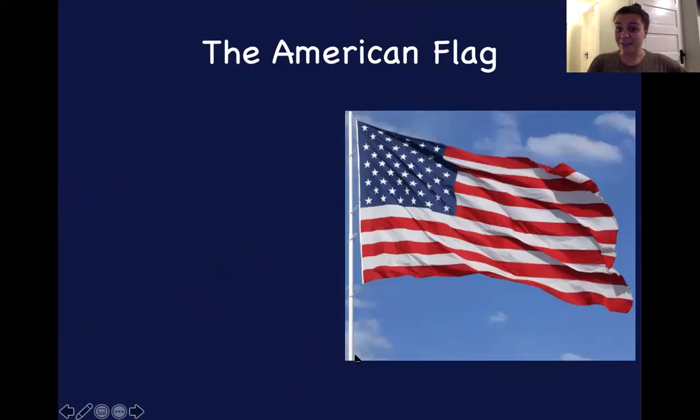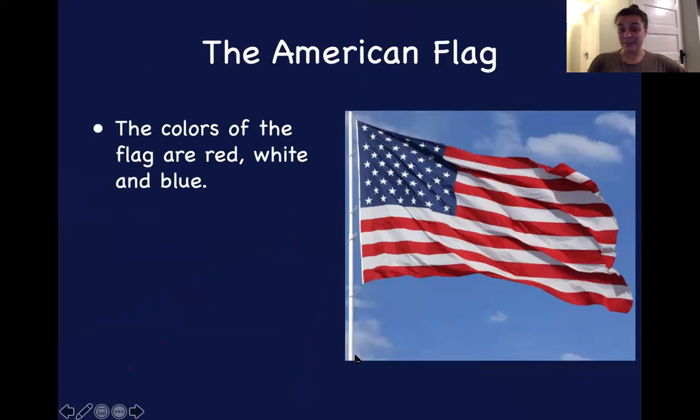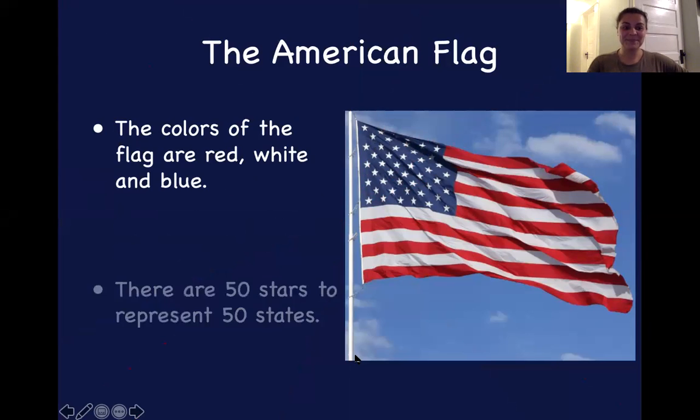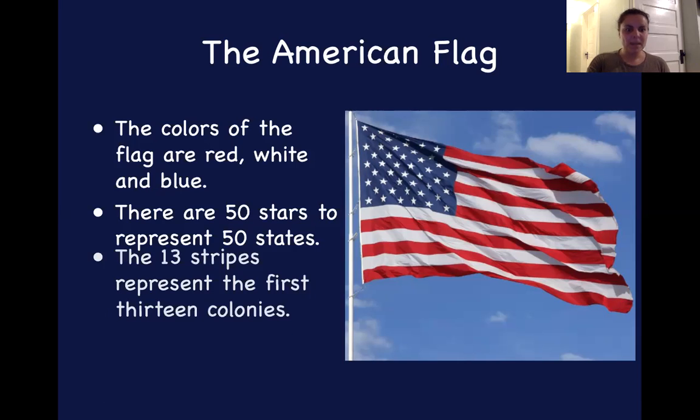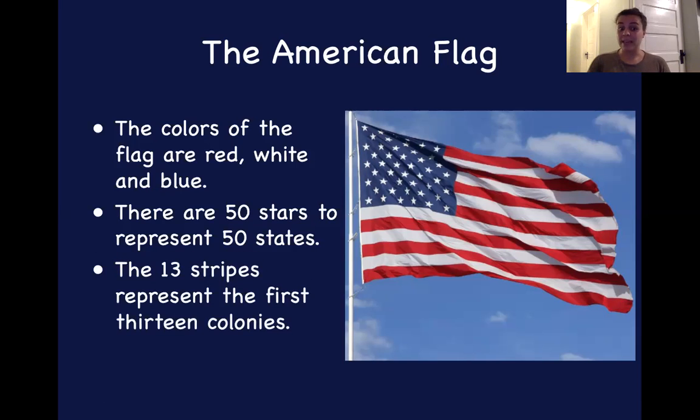First is the American flag. Here's a picture of the American flag. Here are some fun facts. The colors of the flag are red, white, and blue. Good job. There are 50 stars to represent 50 states. So right here, there are 50 stars. That's crazy town. The 13 stripes represent the first 13 colonies. That's pretty cool. So there are 13 stripes right here.